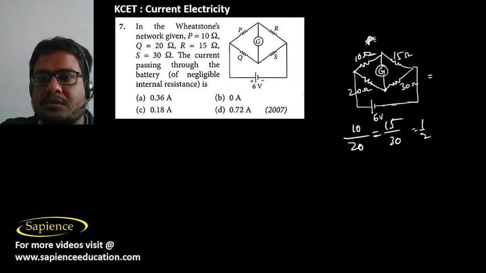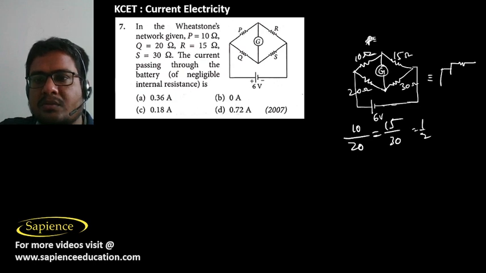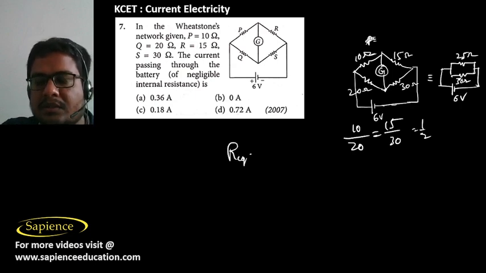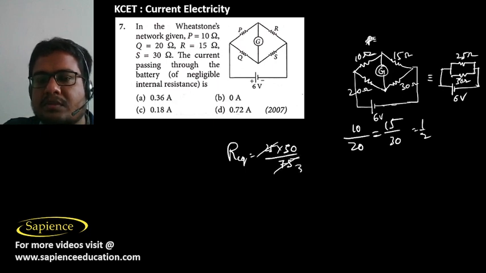So therefore this is equivalent to 10 plus 15, these two are connected in series, so 25 ohm. These two are connected in series, that is 3 ohm. And this is the cell, 6 volt. So their equivalent resistance R equivalent is 25 into 50 by 25 plus 50, that is 75, 25 3s are 75, so 50 by 3 ohm.